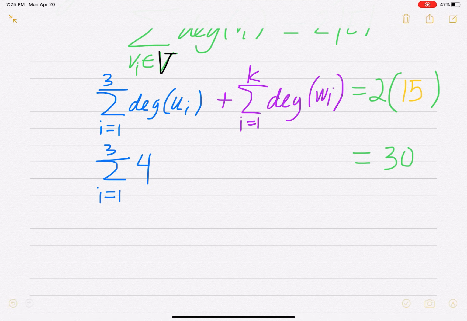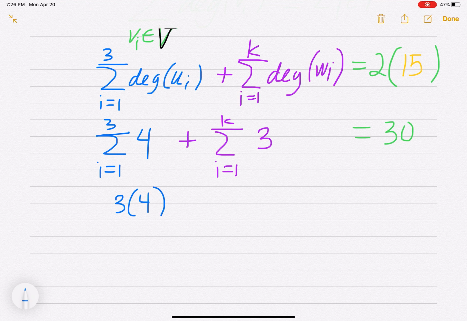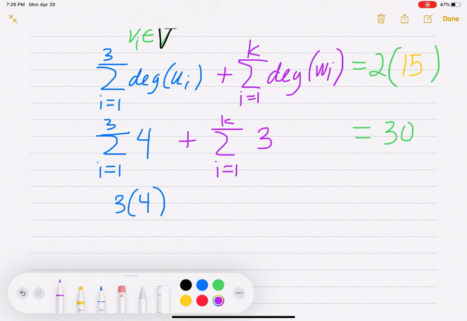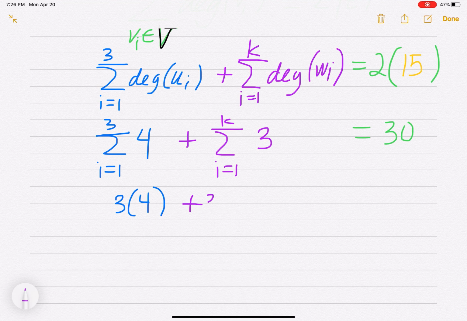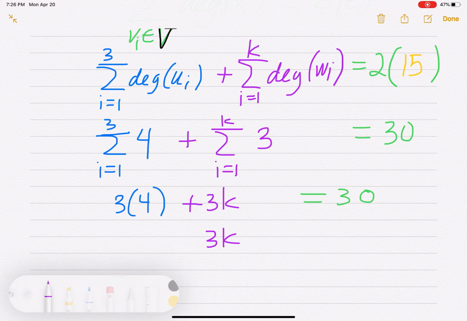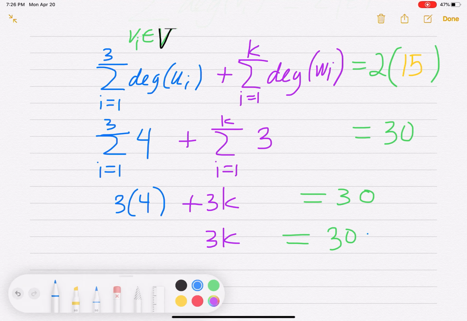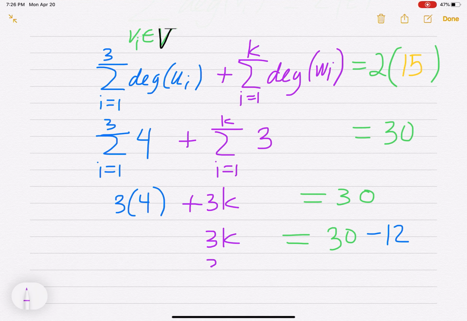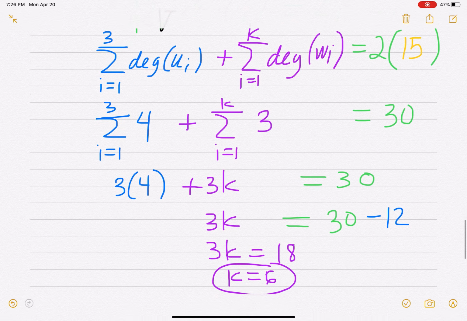Now, the first sum, when you add 4 plus 4 plus 4, is 3 times 4. The second sum, you're adding up 3 plus 3 plus 3, K times, so you're going to have plus 3k. This is equal to 30. If I subtract 12 from both sides, since 3 times 4 is 12, I'm going to have 30 minus 12, so 3k is equal to 18, which forces k to be 6. So there are 6 vertices of degree 3.